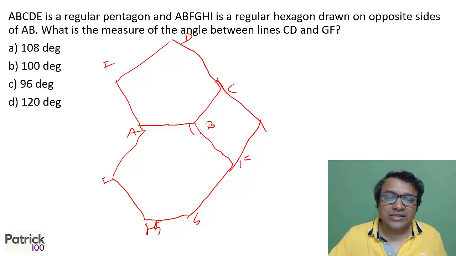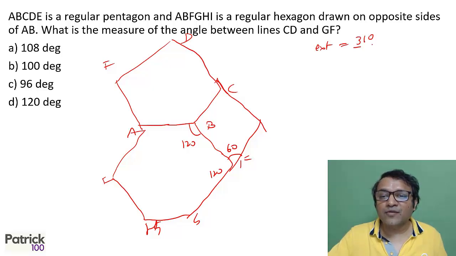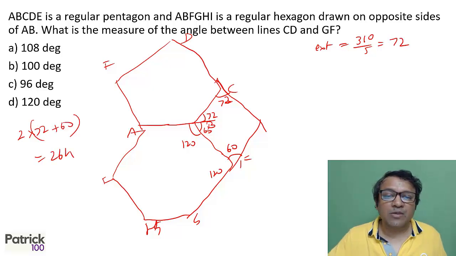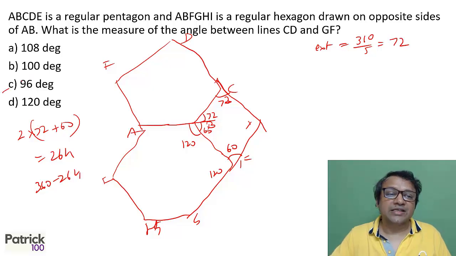The interior angle of a hexagon is 120, I know. So the exterior angle will be 60. So this is 60. The exterior angle of a pentagon is 360 upon 5, which is 72 degrees. So 72, and this angle also will be 60 plus 72, the sum of the two exterior angles. So the sum of these three angles is 2 times 72 plus 60, which is 264. This is a quadrilateral. The fourth angle will be 360 minus 264, which will be 96 degrees. C option.